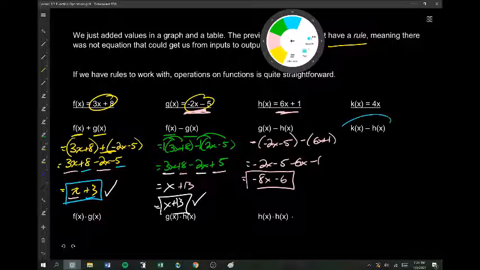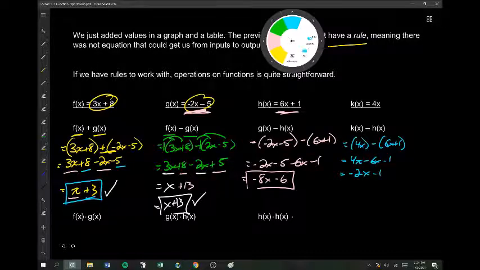Okay, try to do k minus h on your own. Pause it real quick and do it. Then check my work. k of x is 4x. h of x is 6x plus 1. 4x minus 6x minus 1 is negative 2x minus 1. If you're asking where this minus came from, it came from distributing this negative. Same with this minus right here.